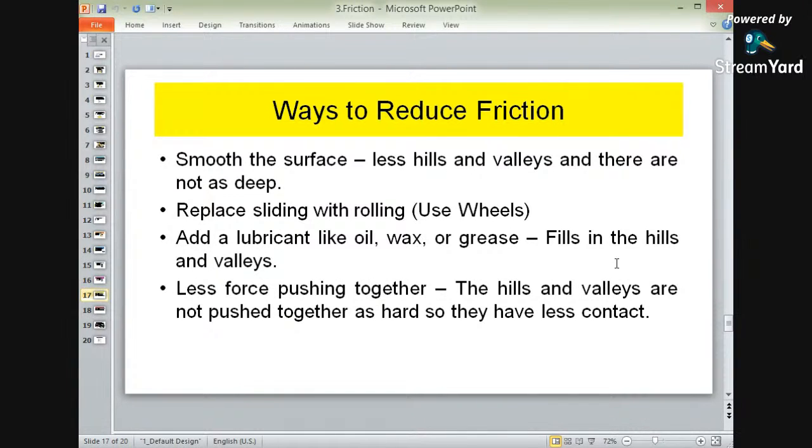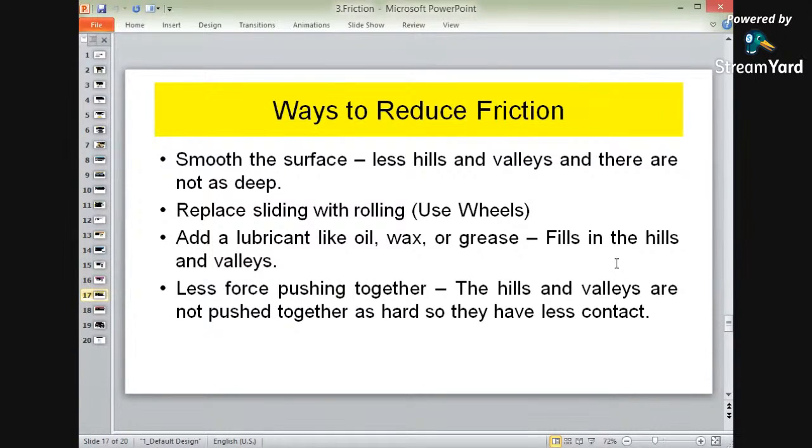What are the different ways in which we can reduce the friction? Smooth the surface, with fewer hills and valleys, and not as deep. When the surface is smooth, the friction will be less. When the surface is hard or rough, then the friction will be more. So here we can provide a smooth surface in order to reduce the friction.